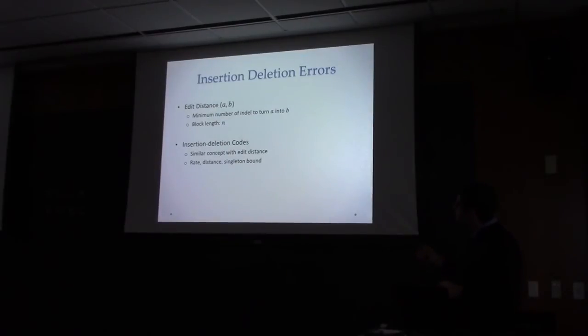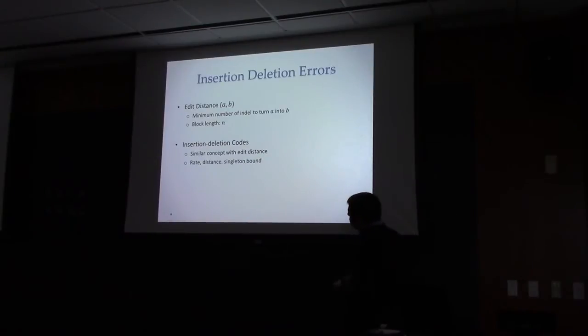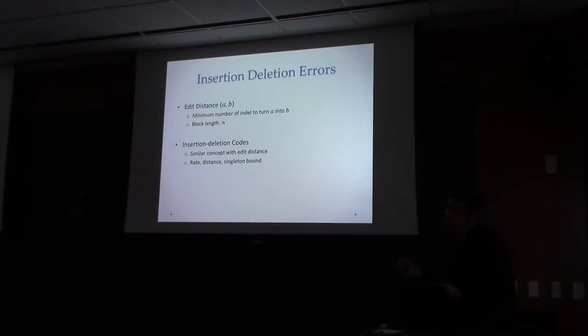Now that we have this notion of edit distance for different strings that might end up appearing on the Bob side, you can think of insertion deletion codes as very similar to error correcting codes. We have some sort of distance here, so you're looking for a large subset of sigma to the n whose members are far apart, but this time under this new kind of distance.